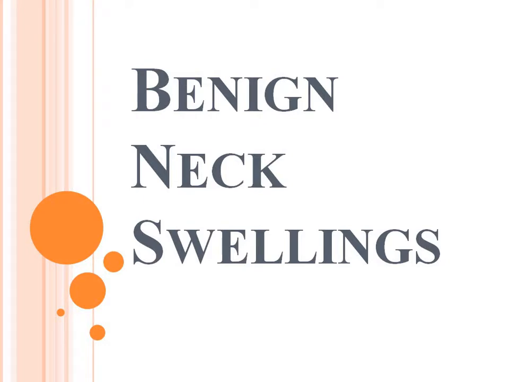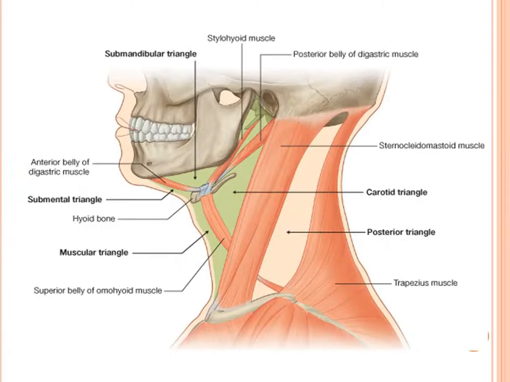Benign neck swellings. Now first we start with the anatomy of the neck. Here we can see this is the carotid triangle. This is the sternocleidomastoid muscle, which is dividing the anterior and the posterior compartments.